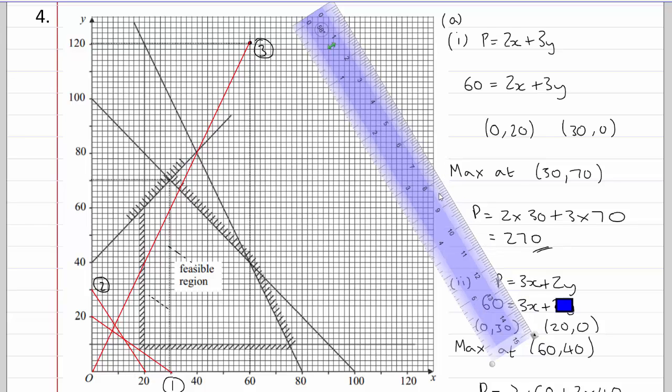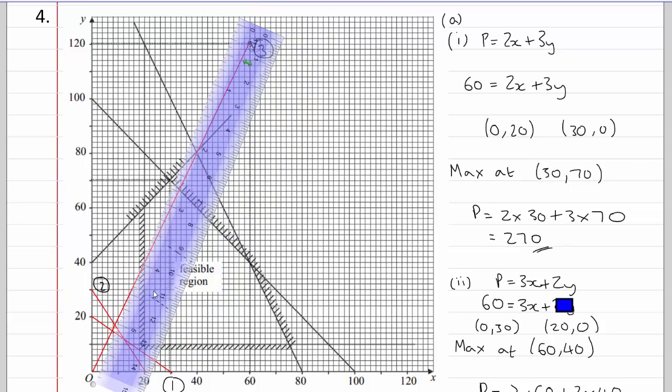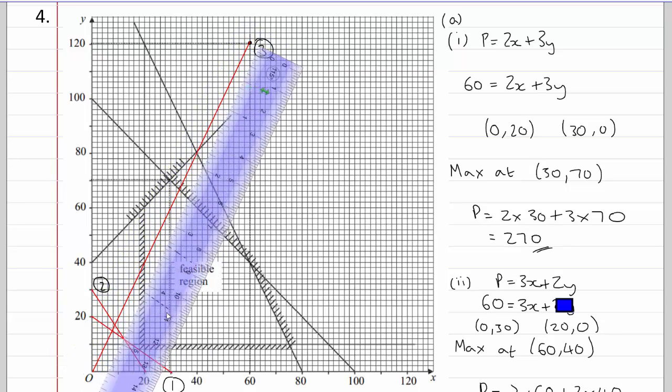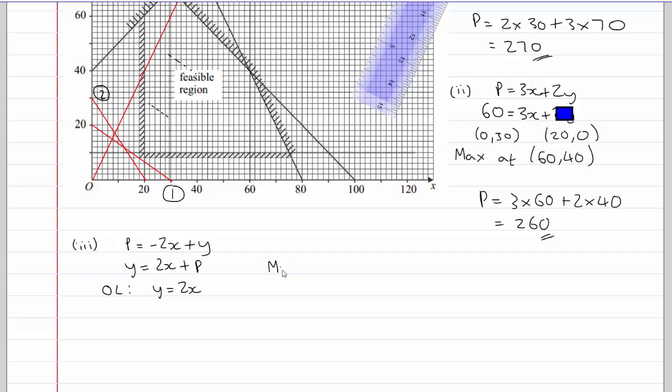Once again, we're going to use our ruler to find the point we're looking for, but in this case it will be a minimum point because we're trying to find the minimum value. So rather than moving my ruler up, I'm going to move my ruler down. So starting from here, if I move it down, it should be fairly obvious where it's going to leave the region. It's going to be over here, which means my minimum will be at 75, 10. In which case p equals minus 2 lots of 75 plus 10. 2 lots of 75 will be 150, so that's minus 150 plus 10 is negative 140.